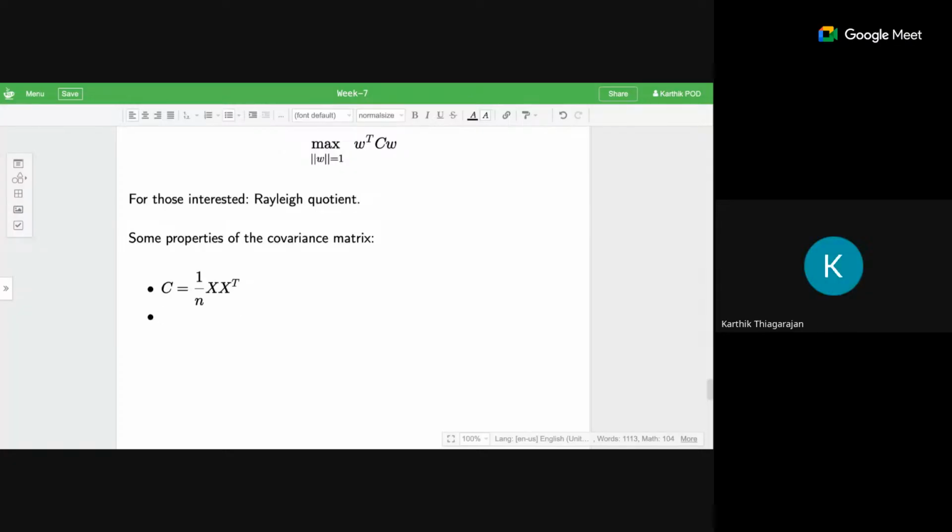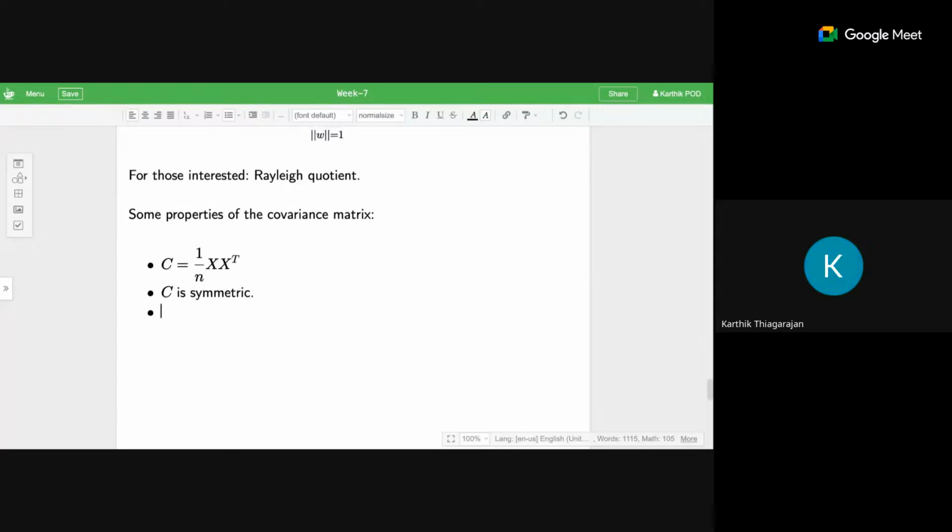Symmetric. Yes, C is symmetric. Next, C is square. That's why you can even talk about symmetric. So it is square symmetric.